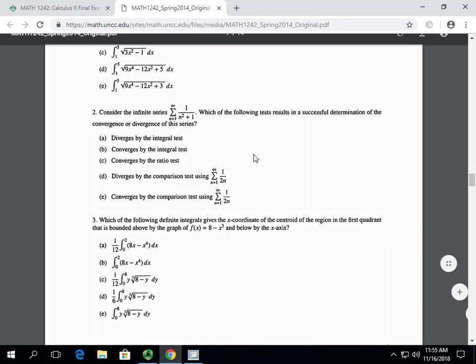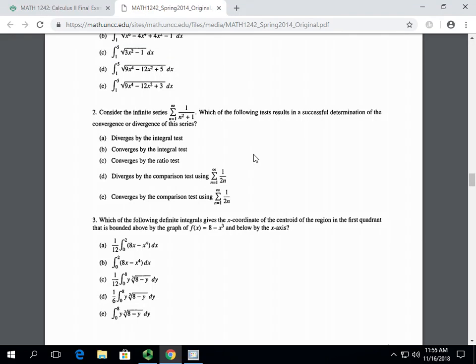Take a look at this dude. Consider the infinite series, the sum as n goes from 1 to infinity of 1 over n squared plus 1. Which of the following tests results in a successful determination of the convergence or divergence of this series? First thing you should do on a problem like this is get the answer. You've got a 50-50 shot. Is this thing going to converge or diverge? And this is what I was telling you guys about the mental comparison test. I'm not writing this out. I'm just going to tell you.